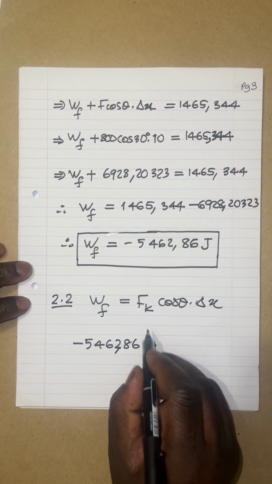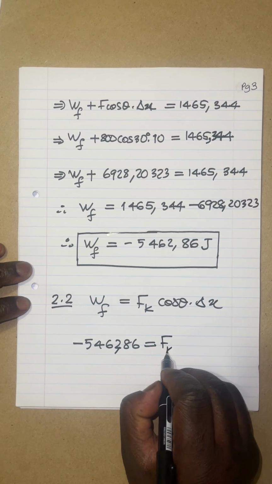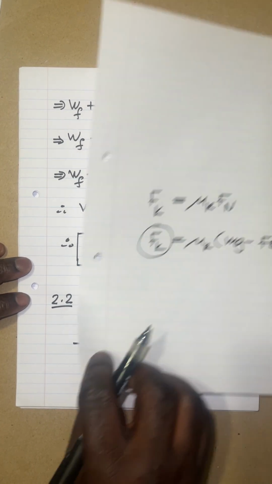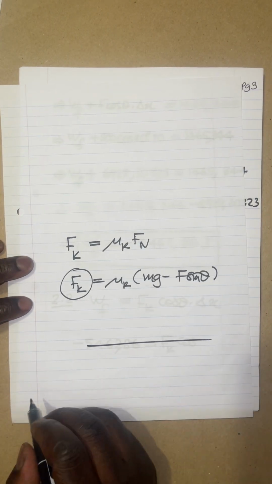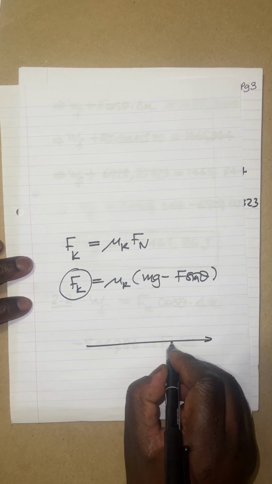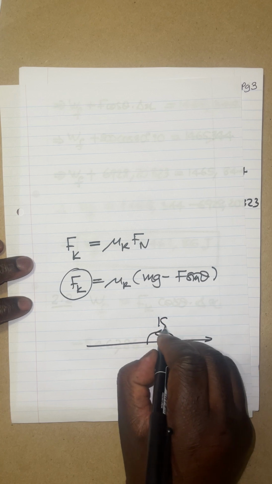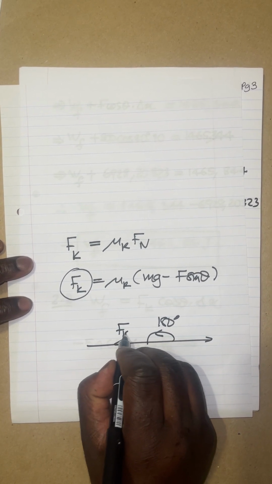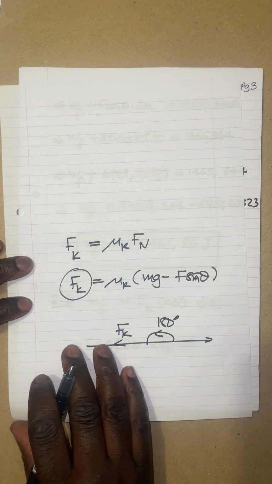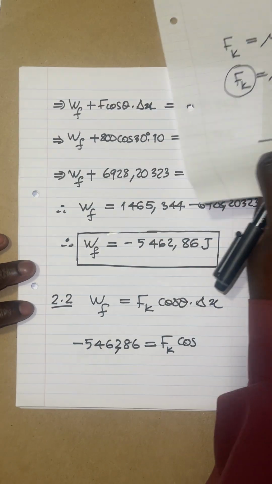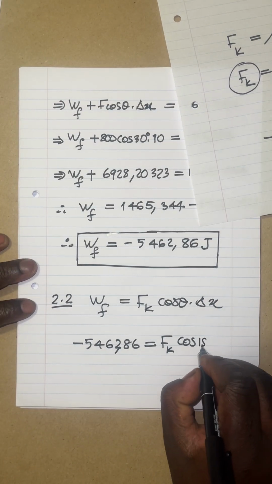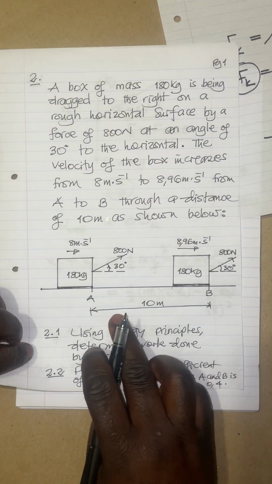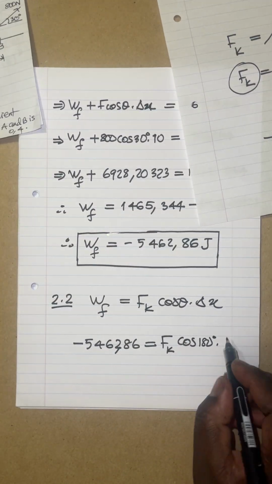546,286 is equal to, do I know Fk? No, I want it. Cosine of, do I know the angle at which the frictional force acts? Yes, if the direction of motion is that one, the frictional force is always acting at 180 degrees to the direction of motion. That will be your Fk. So our theta in this case is going to be 180 degrees, and our delta x, as you saw here, is 10 meters. That's our delta x, so times 10.